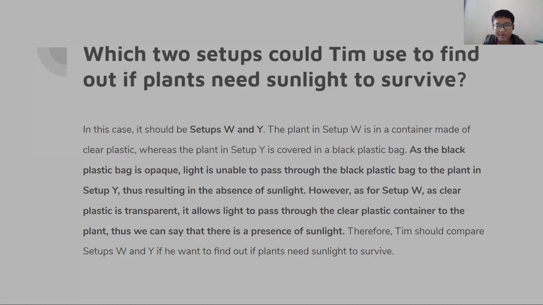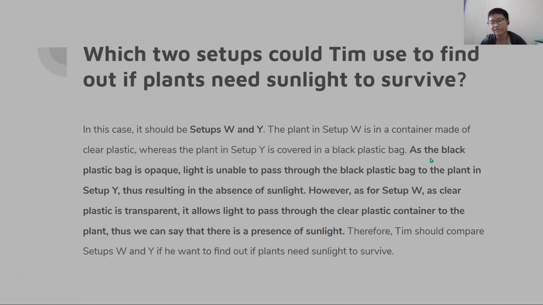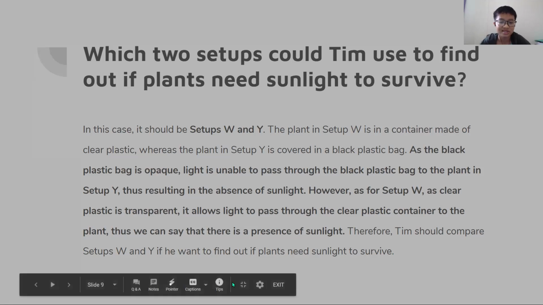Alright, so as I said before, the plant in setup W is in the container made of clear plastic, whereas the plant in setup Y is covered in a black plastic bag, which is opaque. Light is unable to pass through the black plastic bag to the plant in setup Y, thus resulting in the absence of sunlight. However, as for setup W, as clear plastic is transparent, it allows light to pass through the clear plastic container to the plant. Thus, we can say that there is a presence of sunlight. Therefore, Tim should compare setups W and Y if he wants to find out if plants need sunlight to survive.